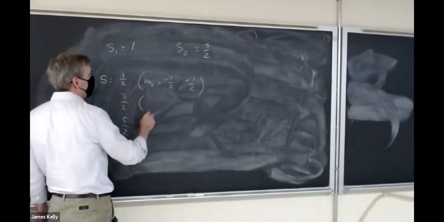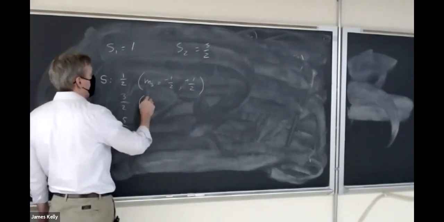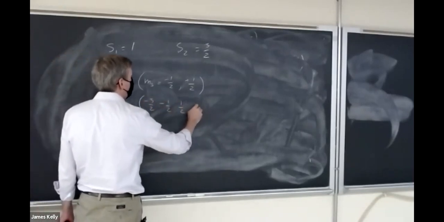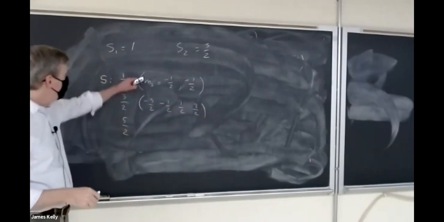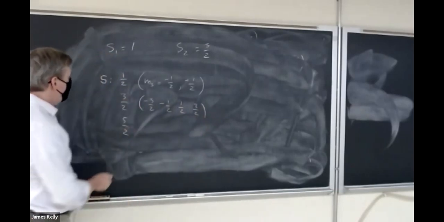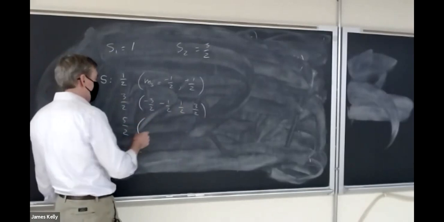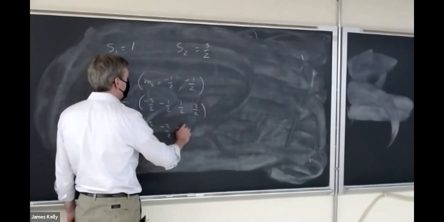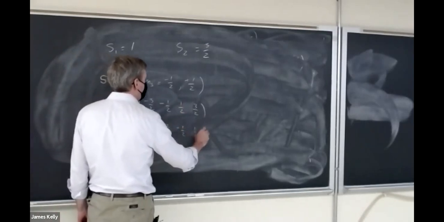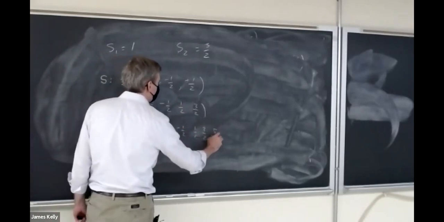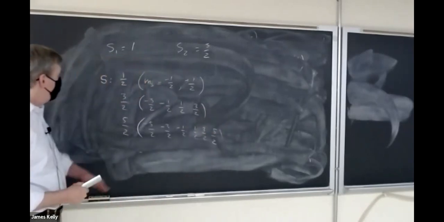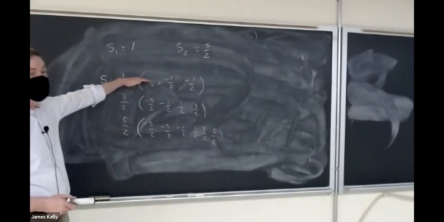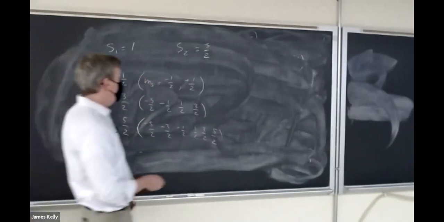For 3 halves, M sub S equals minus 3/2, minus 1/2, 1/2, or 3/2. So we've got 4 states corresponding to this. And for 5/2, I'm betting I have 6 states, right? Minus 5/2, minus 3/2, minus 1/2, 1/2, 3/2, or 5/2. So the total number of states is 6 plus 4 is 10 plus 2 is 12 total states.